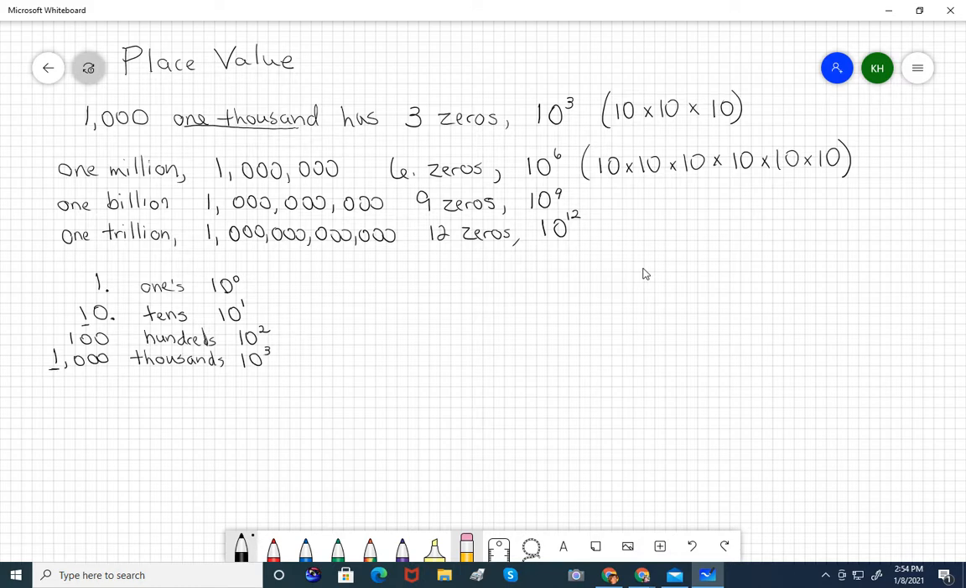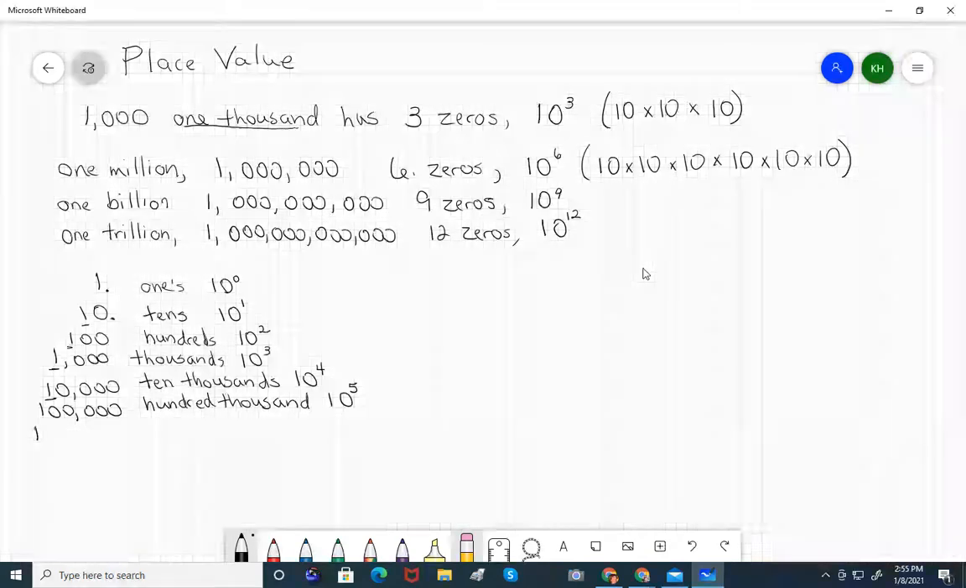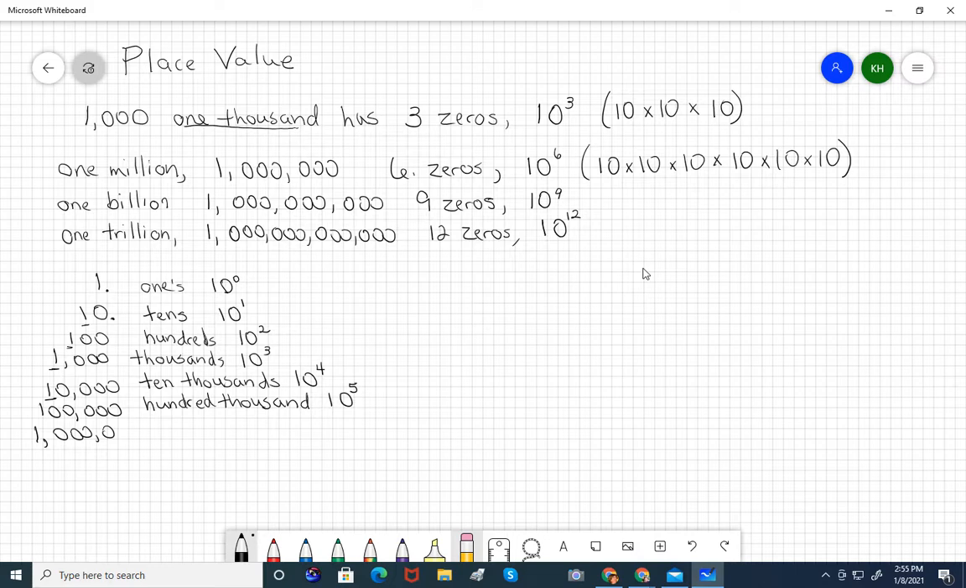Again, we're looking at where it is in the number. 10,000 is 10 thousands. That has 4 zeros, 10 to the 4th. And then we go up to 100,000, or 10 to the 5th. And now all of a sudden we've got that next comma. We're going to be at 6 zeros: 1, 2, 3, 4, 5, 6. This is at the million spot. That is a million, or 10 to the 6.